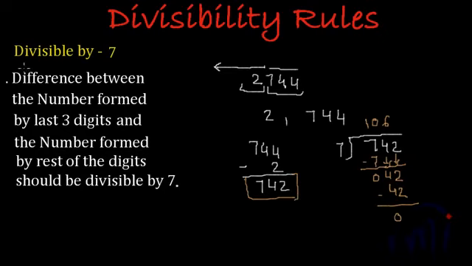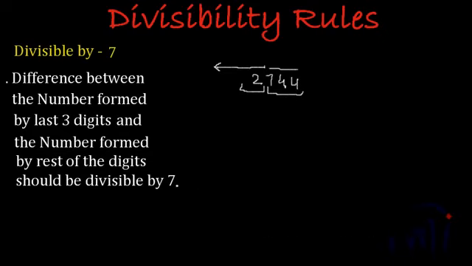And if this rule is correct, this 2744 should also be divisible by 7. Since this is a 4-digit number, I think we can try our normal route to check whether it is divisible by 7 or not. So we will divide it by 7 and we should get 0 as our remainder. So I'm erasing all this, right? What we have to do now? Yes, we have to divide 2744 by 7.